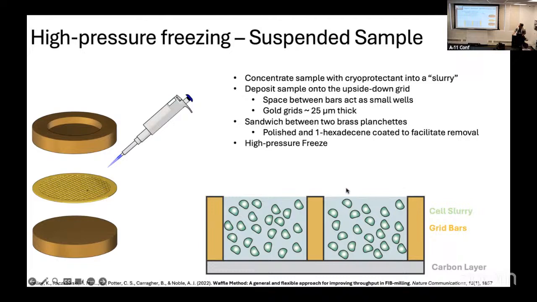You polish the brass planchettes; there's a waffle method paper that goes through all of this. You have to polish them and coat them with hexadecene so they don't stick and you get nice flat surfaces. You high pressure freeze, and you can basically mill everywhere because the sample is just floating.